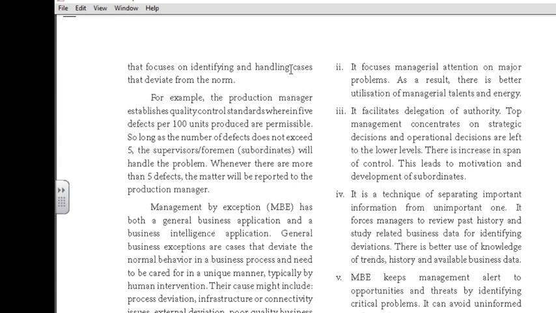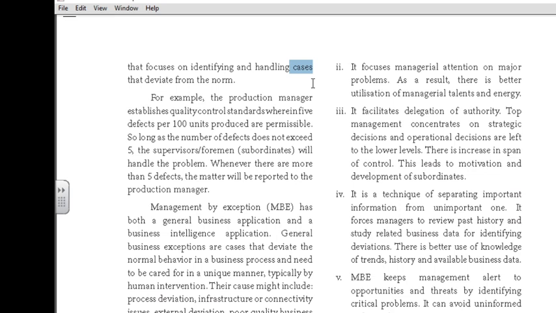Things are going properly, then some change comes, something goes separately without following the rules; only then is the MBE exception concept used. For example, the production manager establishes a quality control standard wherein 5 defects per 100 units produced are permissible. If 5 units out of 100 produced are defective, it is fine. As long as the number of defects does not exceed 5, the superiors or the subordinates will handle the problem.